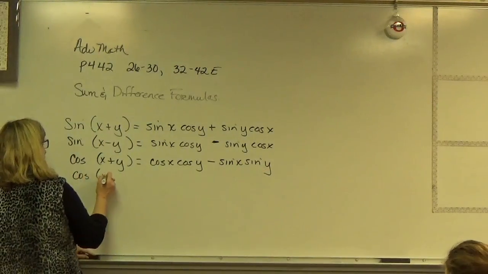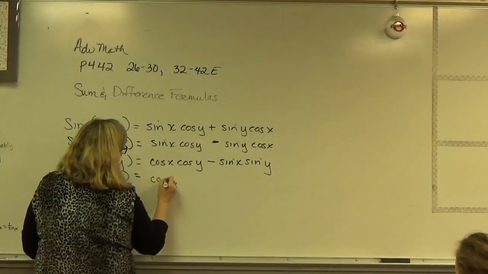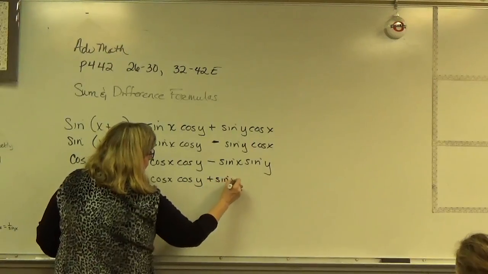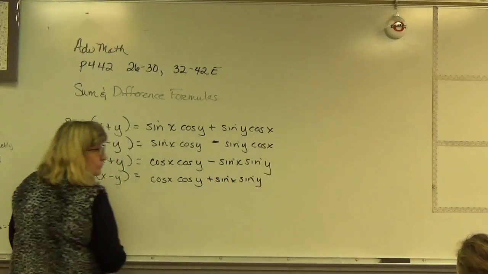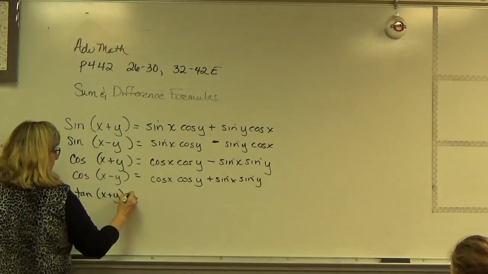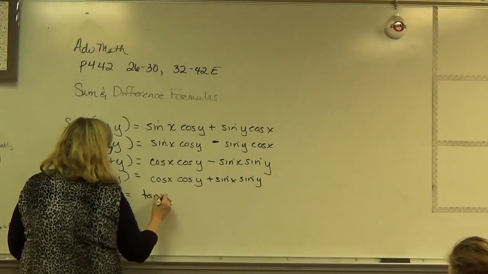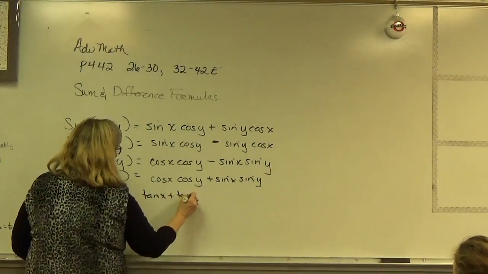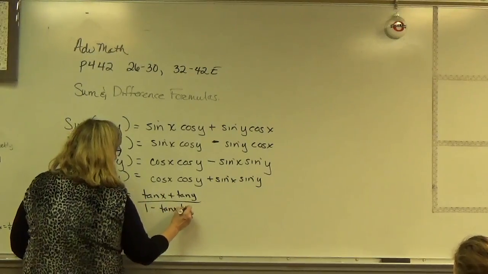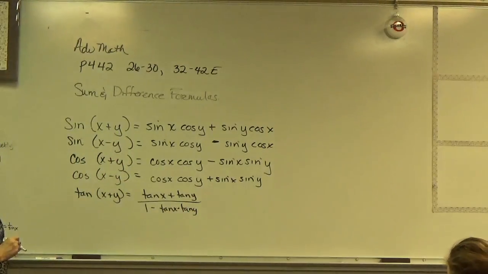And then cosine of x minus y, what do you think it's going to be? The opposite sign. So it'd be cosine of the first, cosine of the second, plus sine of the first, sine of the second. Now tangent of two angles added is the tangent of the first one plus tangent of the second one over 1 minus the tangent of the first one times the tangent of the second one. Okay? So right there.